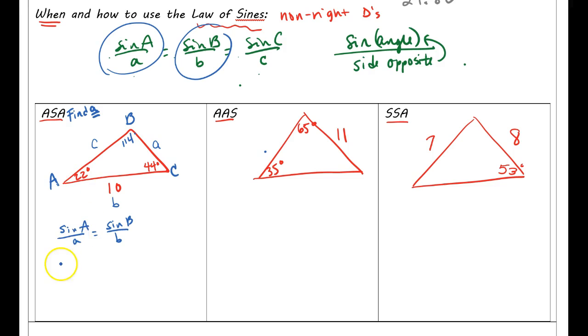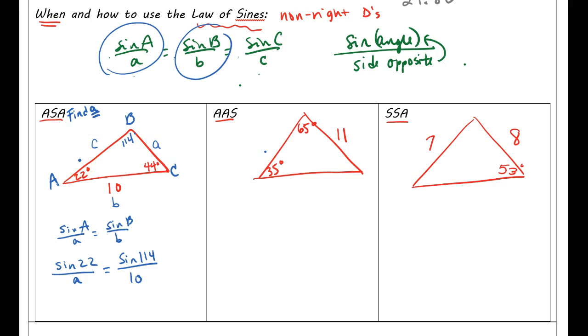So capital A is 22 over little a, which we don't know. That's what we're trying to find. Sine of capital B, that is 114, over little b, which is 10. So I'm just looking at my picture and filling it in.